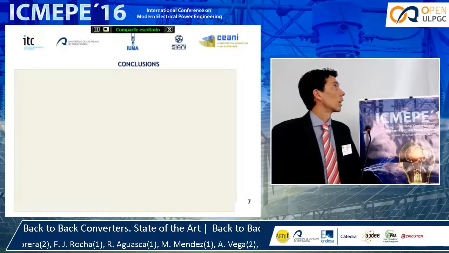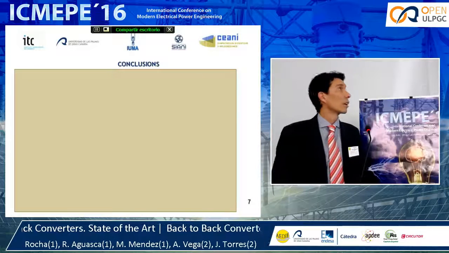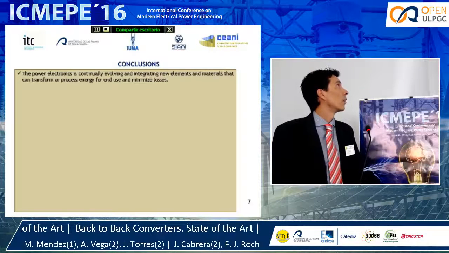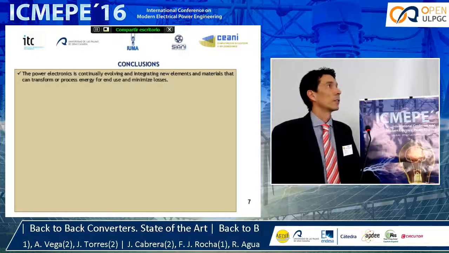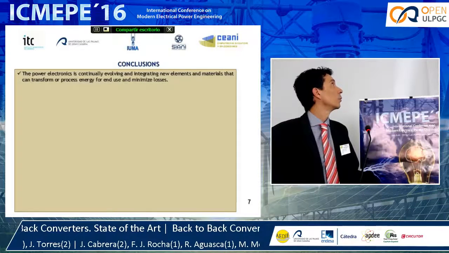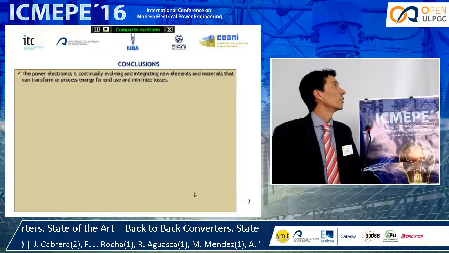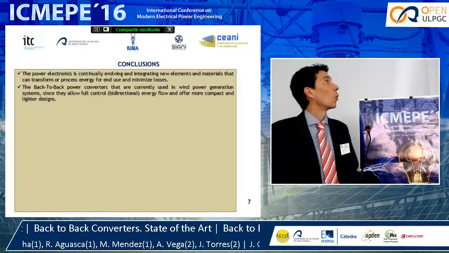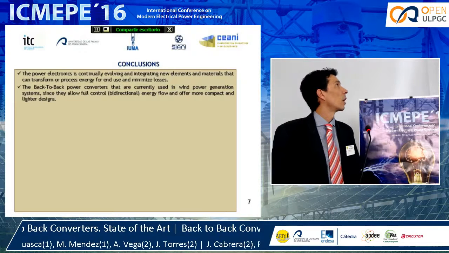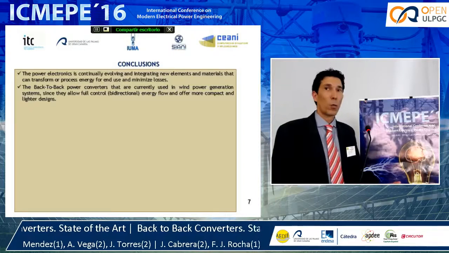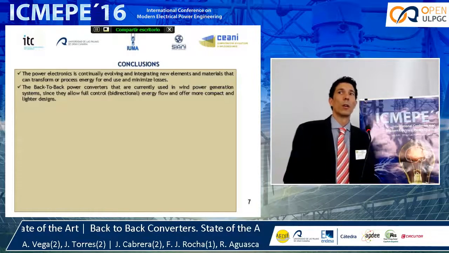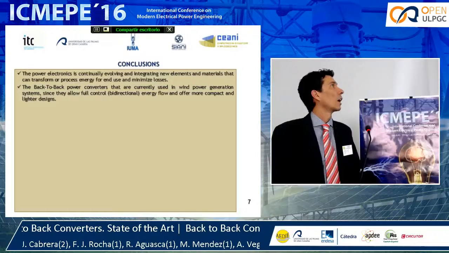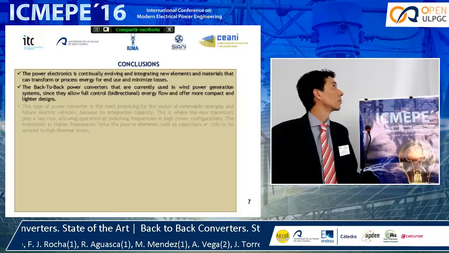Well, the conclusions obtained during this review: power electronics evolve continually, and it's necessary to integrate new elements and materials that can transform or process energy for end use and minimize costs. The back-to-back power converters currently used in wind power generation systems are the most commonly used converters, since they allow full control, bidirectional energy flow, and offer more compact and lighter designs.